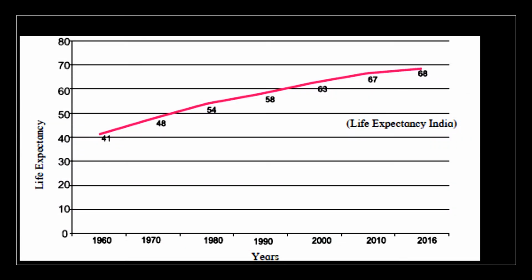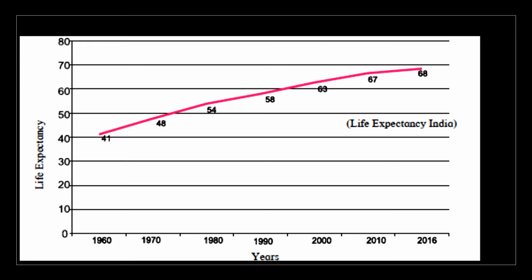Now, this is the life expectancy graph of India. If you see here, in 1960, the life expectancy or the average age a person lived was 41 years. In 2016, it went up to 68 years. Even here, we see that the graph is moving in the upward direction, which means life expectancy is increasing. Again, it indicates that the country is developing.